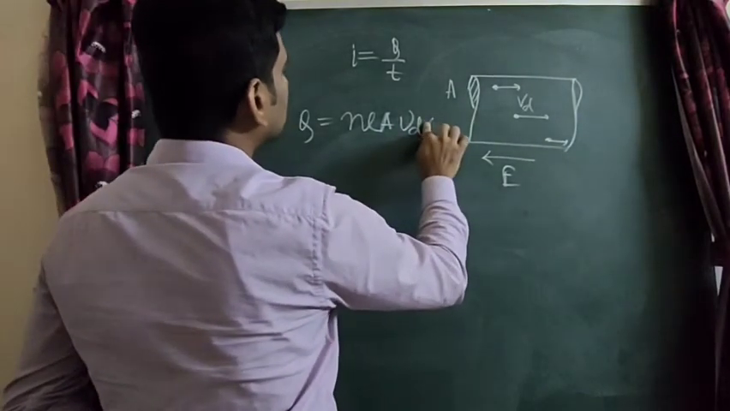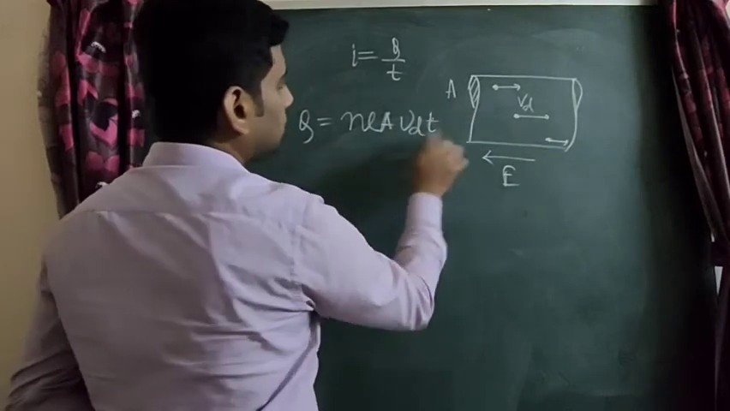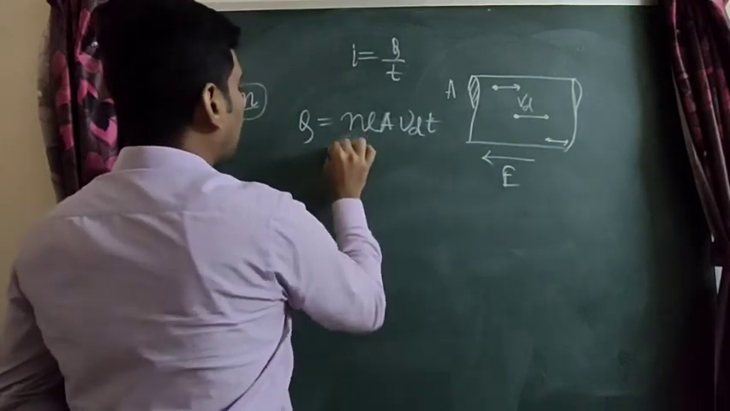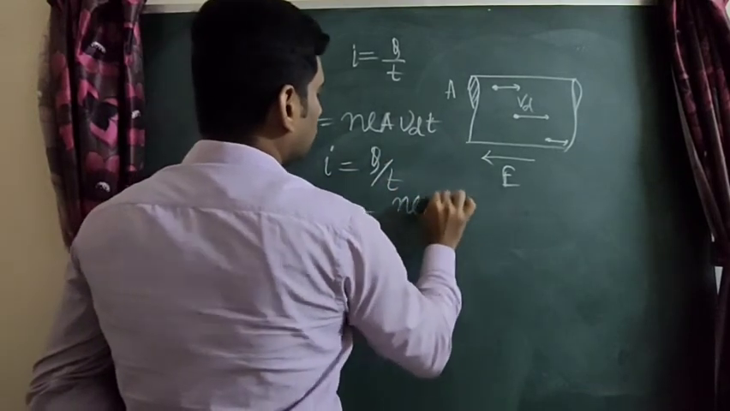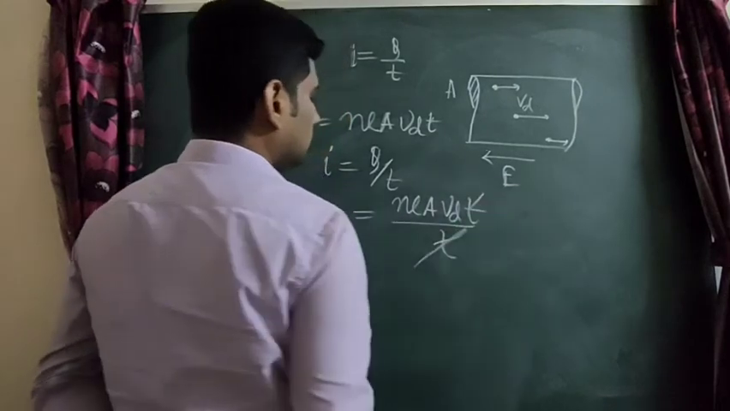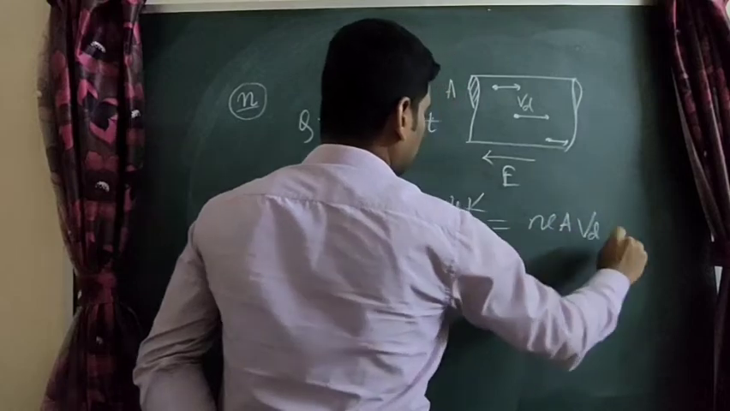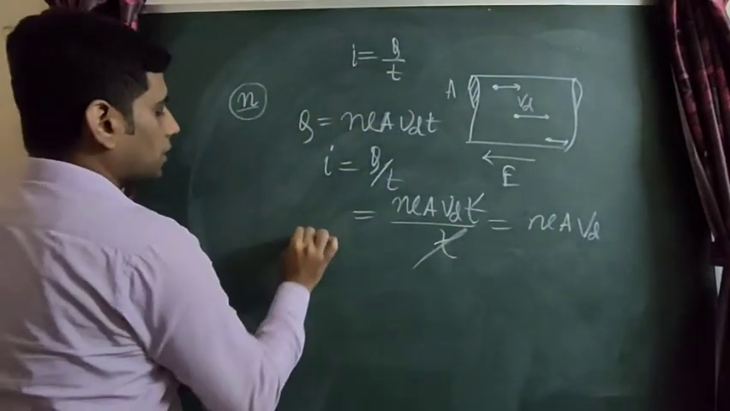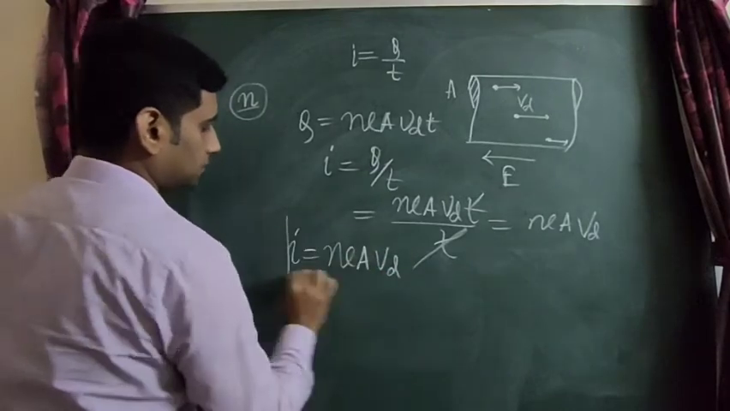So from this, I into t, if t seconds it flows. So I is Q by t. So n into e into A into Vd into t divided by t. They get cancelled out, and what we get is I equals n e A Vd. So this is the relation between current and drift velocity.